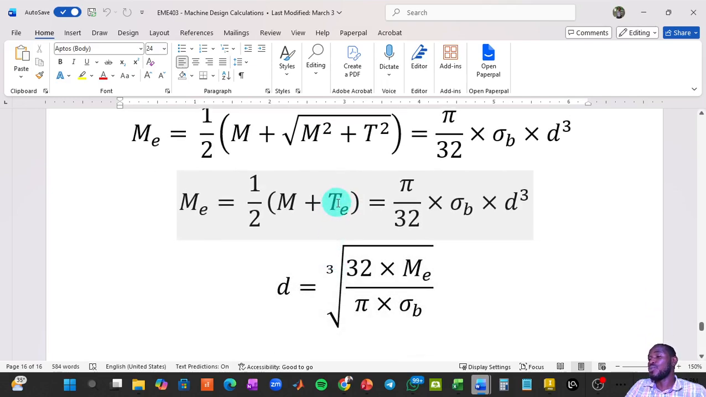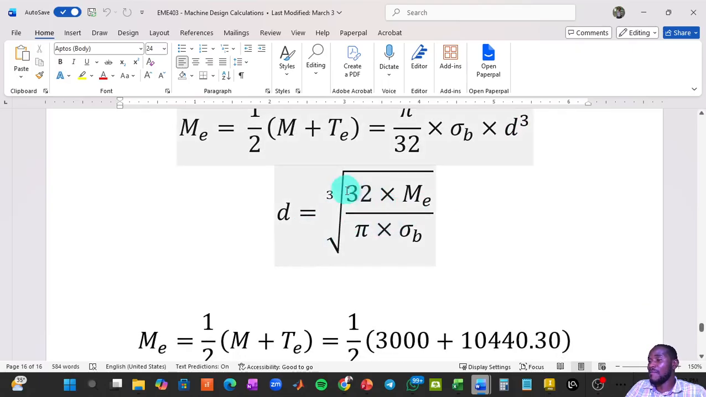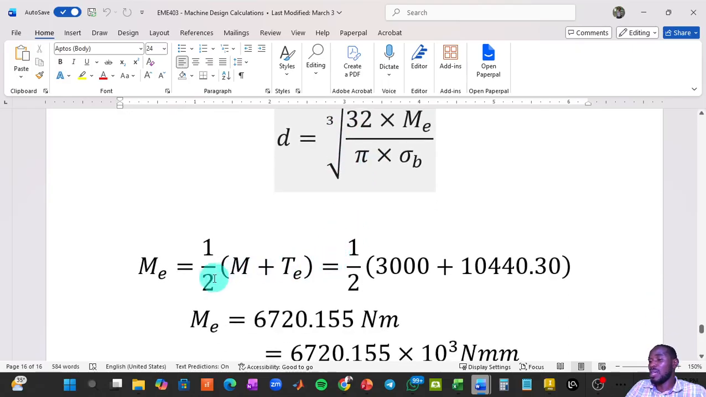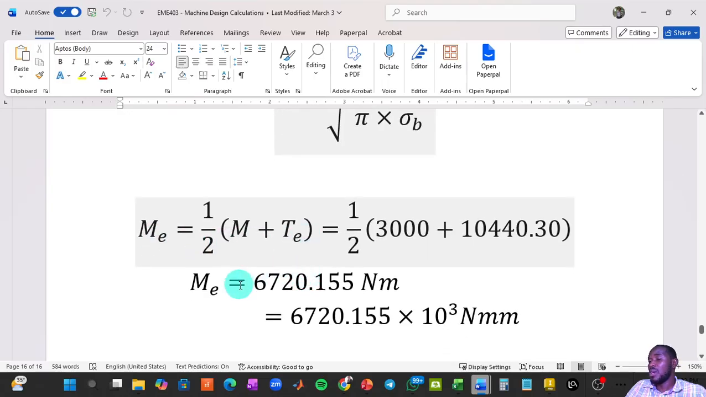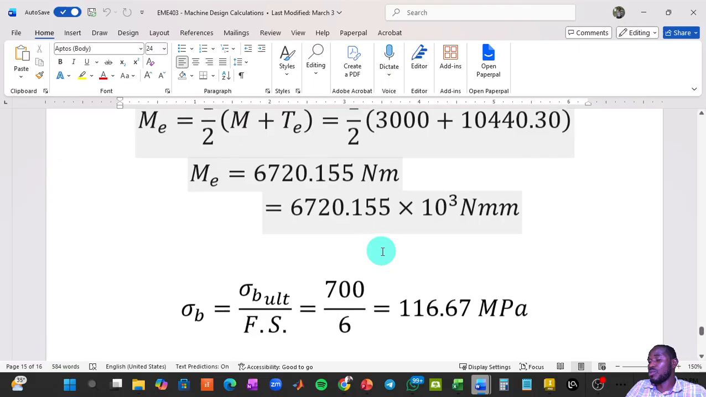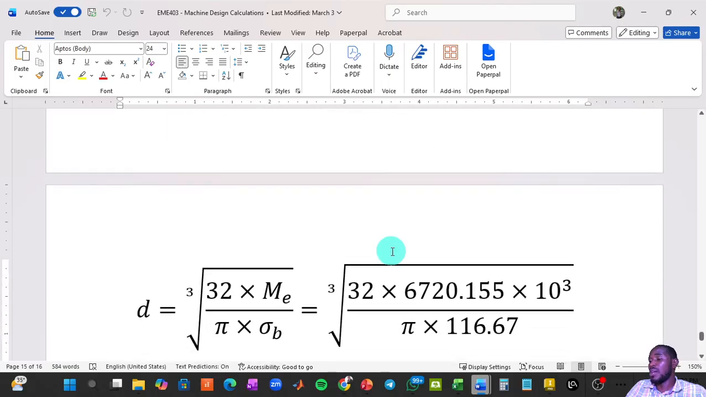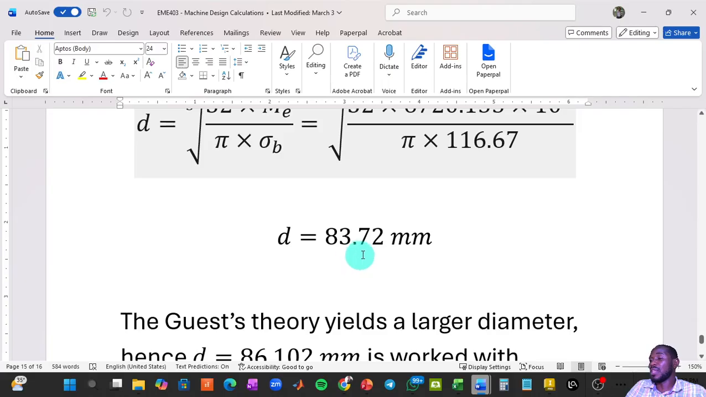And so all we had to do was to add that value to this, and then divide that by 2 to find the equivalent bending moment. And when you make your diameter the subject of the formula, you would arrive at this. So we came on to evaluate the equivalent bending moment, and that's what we had. We took that, plugged it back into the equation, and then we found our diameter.